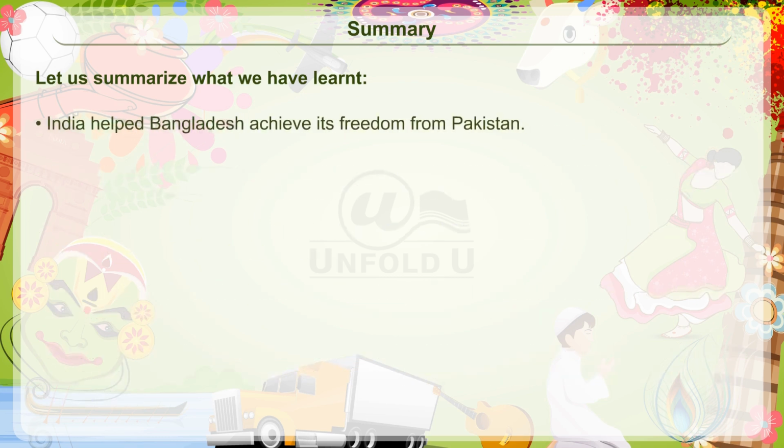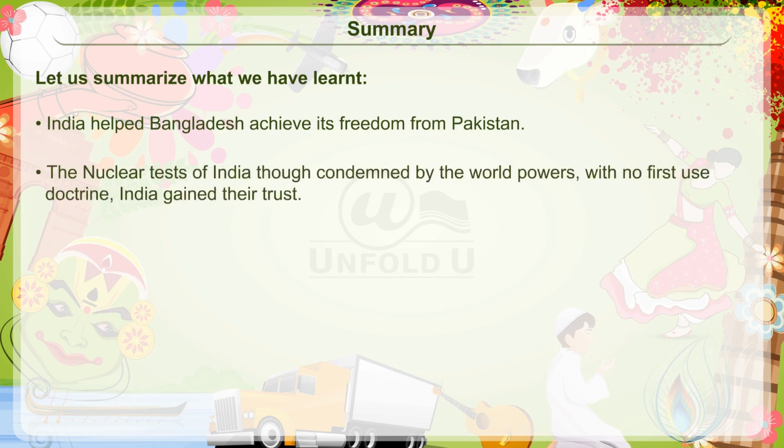India helped Bangladesh achieve its freedom from Pakistan. The nuclear tests of India, though condemned by the world powers, with the no first use doctrine, helped India gain their trust.